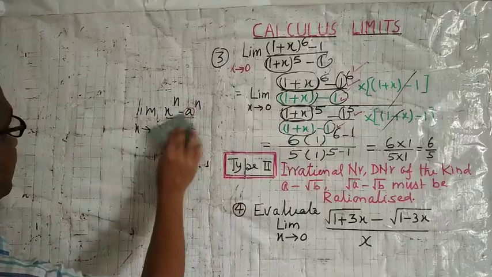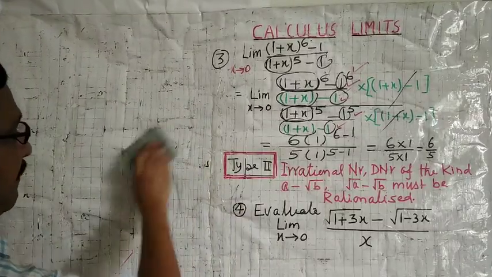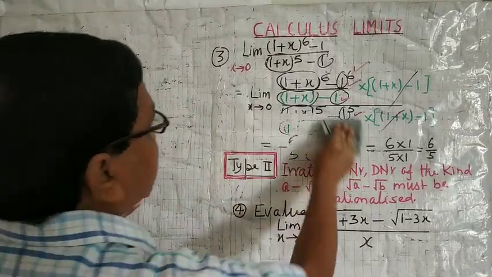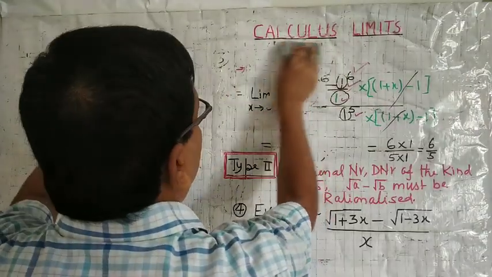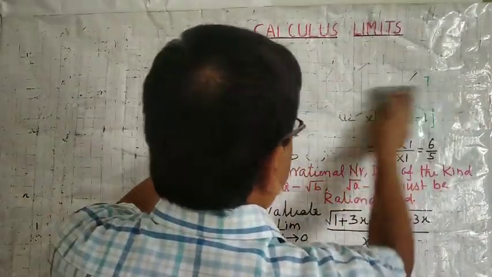Now see this, a very important type 2: irrational must be rationalized.